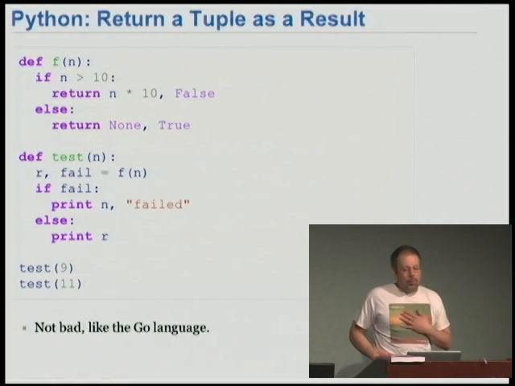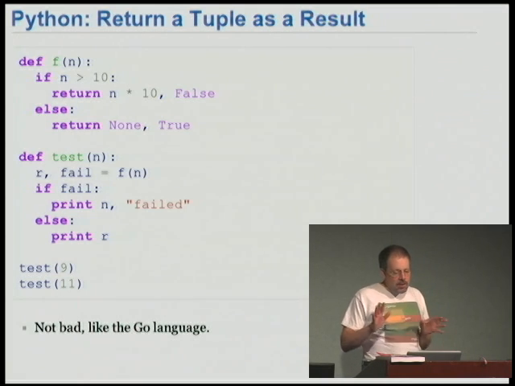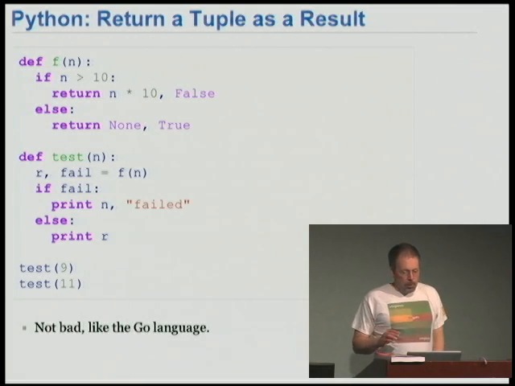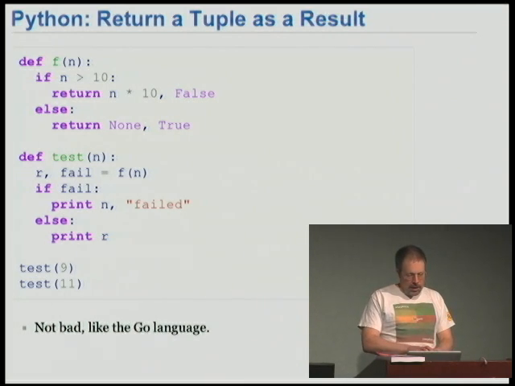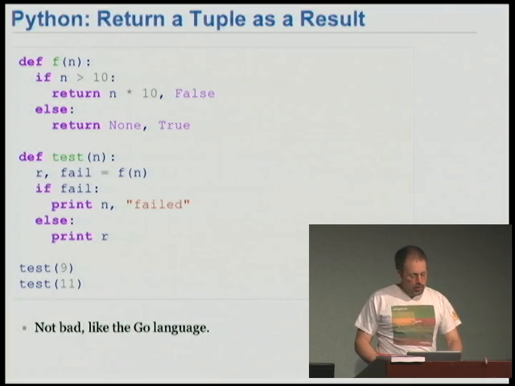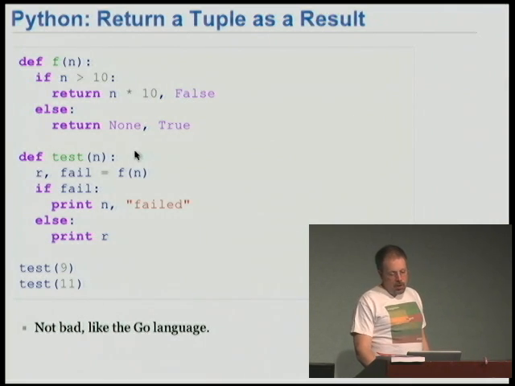So let's look at how we would do this in Python. Let's start with the idea of a tuple, which I'll return as a result. I want to return the tuple as a result, and here I'm returning the first element of the tuple as the success value. False means there wasn't a failure.